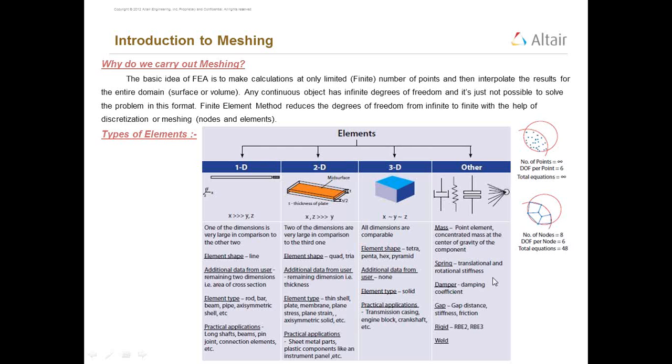Then spring elements, translational and rotational degrees of freedom, that is translational and rotational stiffness. To simulate that, we can use spring elements. Then to simulate damping coefficient, we can use damper elements. To simulate gap distances and stiffness, friction, we use gap elements. To transfer the forces or constraints from one bolt location to another, we use rigid elements like RBE2, RBE3, and then to simulate welding, we use weld elements. So these are the different types of elements available.